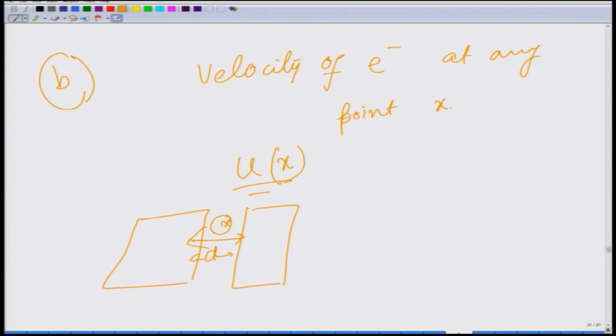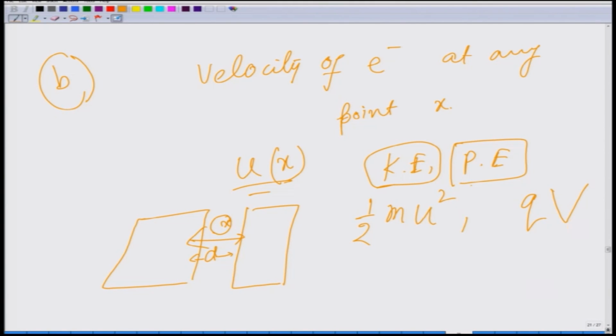And u(x) can be found out using the kinetic energy and the potential energy. You know the kinetic energy would be half m u square and potential energy is q times V. So now, knowing the kinetic energy and the potential energy, you can find out the velocity. Now, you know that the potential energy is qV, V being the voltage.